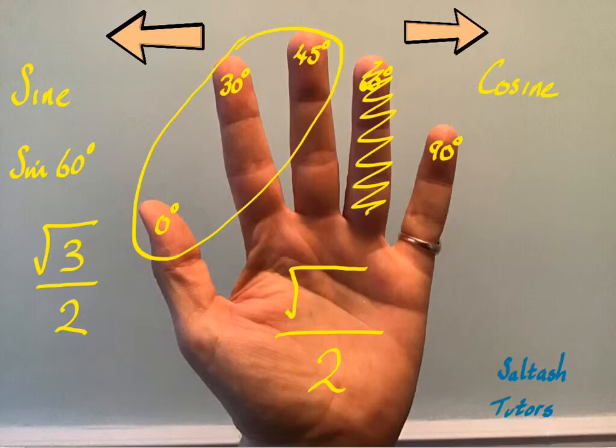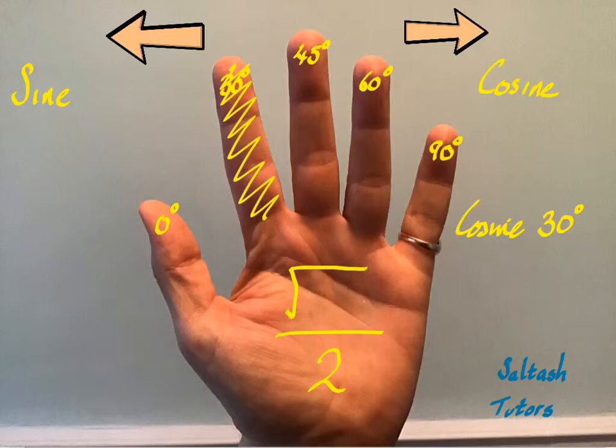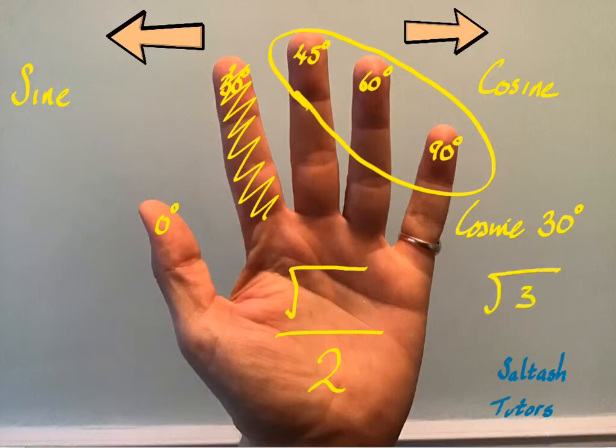Let's go for another example. Let's go crazy and work out the cosine of 30 degrees. So what do I do? Scribble out the finger that I'm not interested in. Cosine is to the right. How many fingers have I got to the right of the finger I'm working out? I've got 3 fingers. That means the answer is square root of 3 divided by 2. And for the clever amongst you, you'll see that that's exactly the same as the sine of 60, and that's another relationship we could come to.